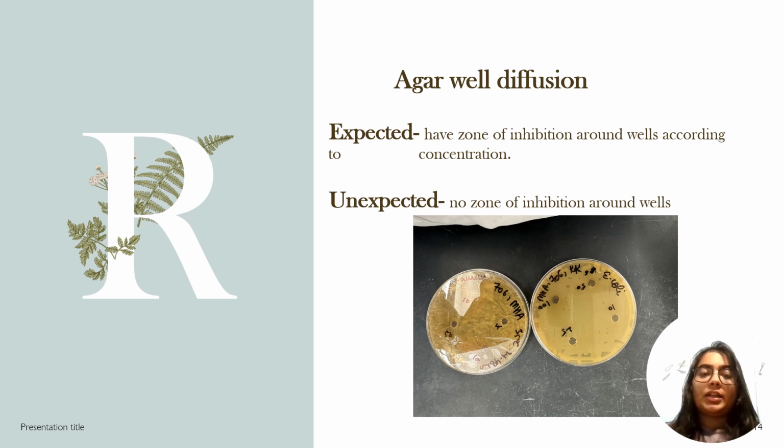After swabbing, the wells were filled with beetroot extract and the inverted plates were kept for incubation at 37 degrees Celsius for 24 to 48 hours. The expected result after 24 hours was a zone of inhibition around the wells according to the different concentrations of beetroot. However, for this experiment, the expected results were not obtained by us. There was no clear zone of inhibition around the wells, as can be seen in the picture attached to the slide. The reasons for not getting the zone of inhibition as expected can be many, which are explained in the discussion slide ahead.